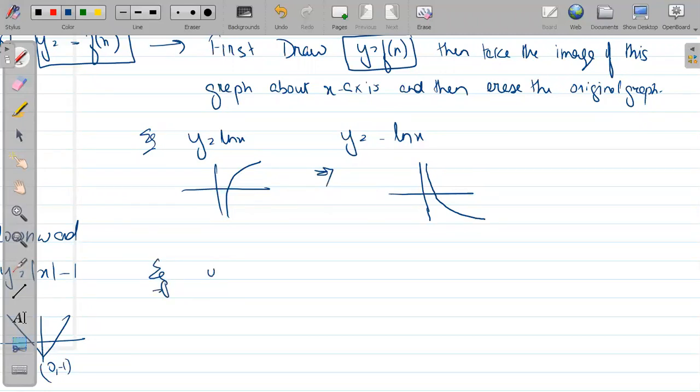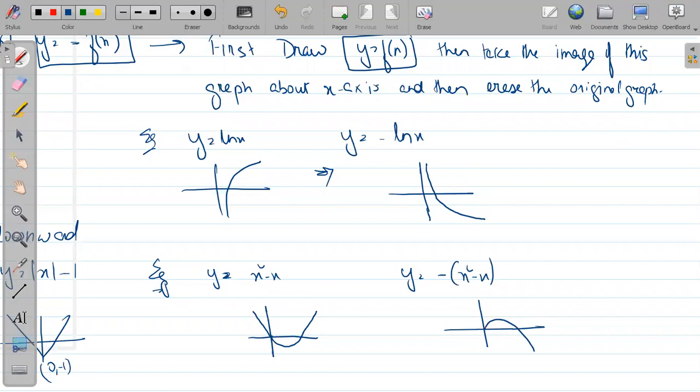Yes or no? Suppose y equal to x square minus x. What is the graph? The roots are 0, 1. Upward parabola. This is the graph. So if anyone asks you to draw the graph of minus of x square minus x, it's a downward parabola. The roots are the same, this is a downward parabola. You are replacing y by minus y, so indirectly it is nothing but y equal to minus of f of x. Is it clear to you?